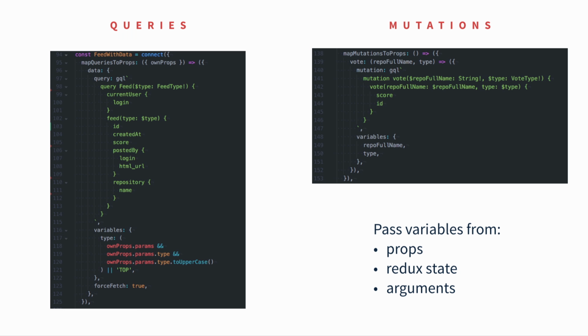And specifically in the React integration for Apollo, we also have an Angular one. But in the React one, we have some very tight integration with Redux. So you can get your data from your props of your component, from the Redux state, or from the arguments that were passed into your mutation.